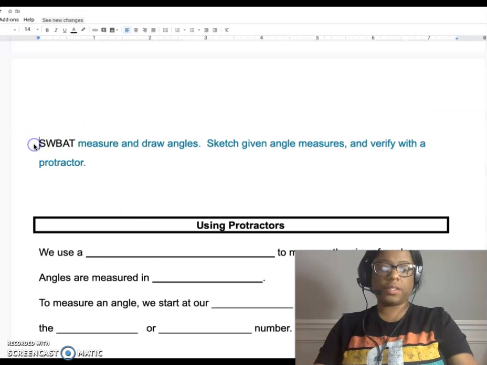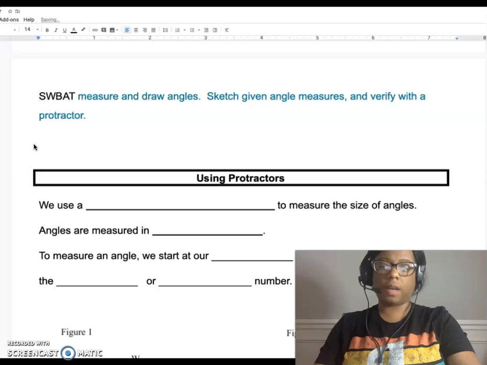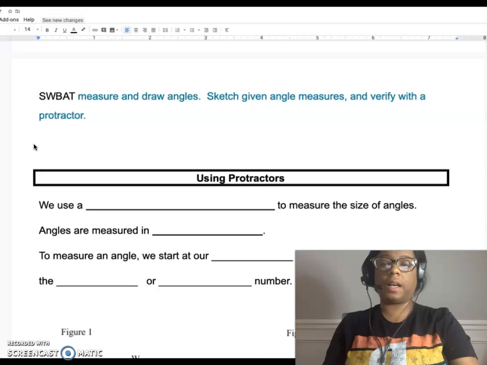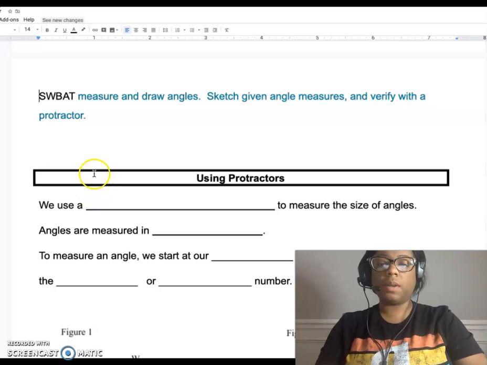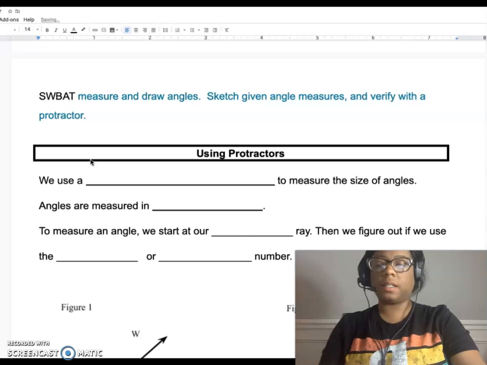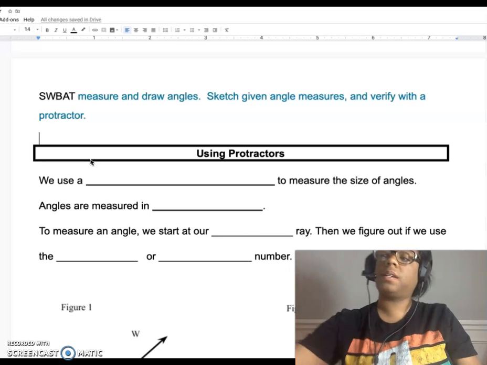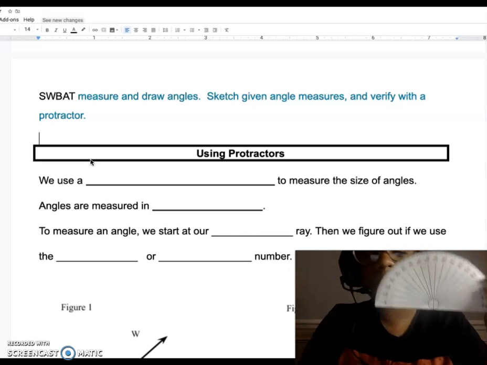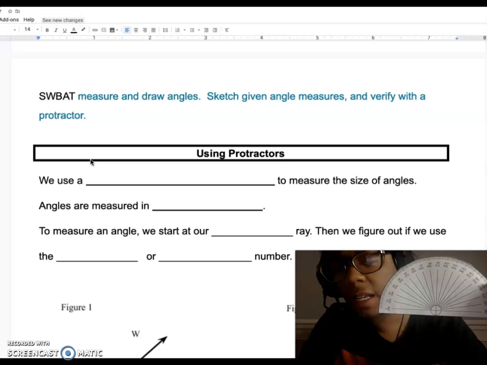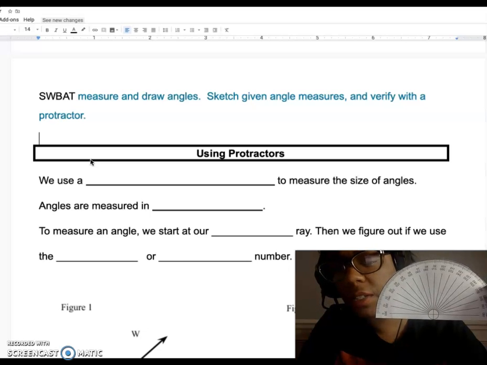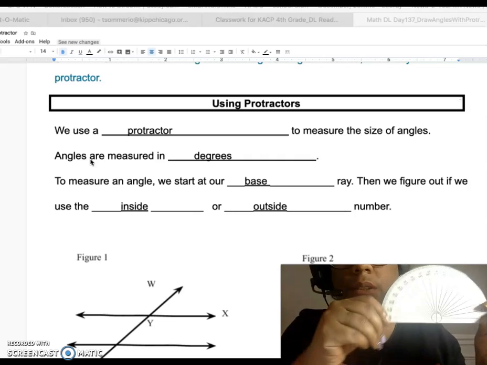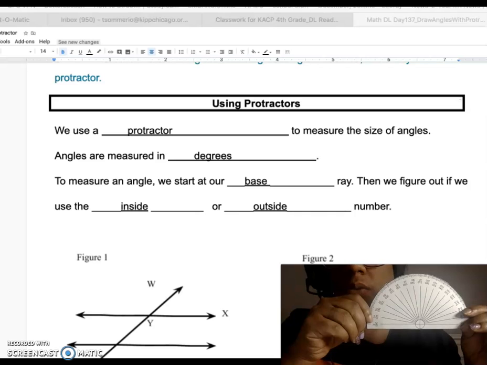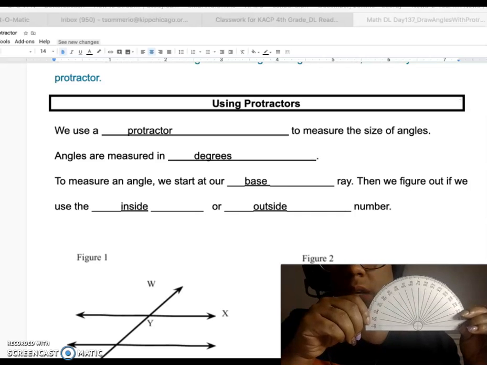Today, our aim is that students will be able to measure and draw angles. We're going to sketch given angle measurements and verify with a protractor. So, for today's class, I took the liberty of printing out a paper protractor, and it looks like this. I was able to print it out, and it has all the numbers going from one end to the other. Using protractors is a very simple task. We use a protractor to measure the size of angles.